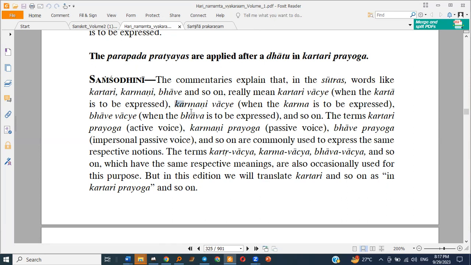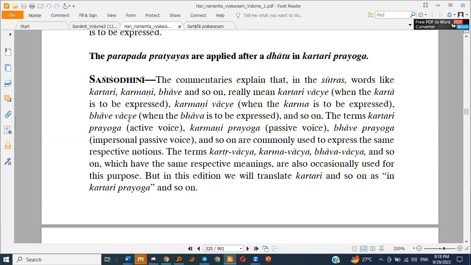Then the second one is Karmani Vachya, when the karma is to be expressed. So now if I turn it around, the book is read by Rama. Ramena pustakam pathyate. Here the focus goes on the book. The book, pustakam, becomes the primary focused word, and then Rama becomes secondary. So the book was read by whom? It was read by Rama. So Kartrivachya, Karmanivachya.